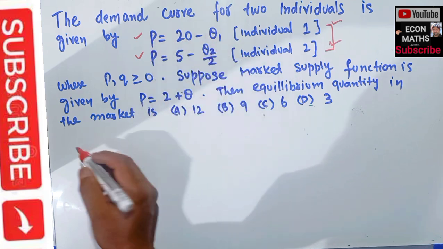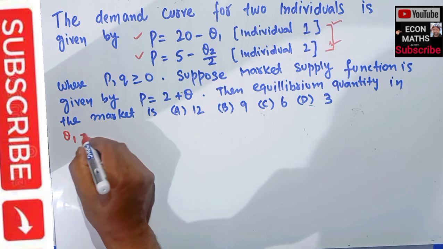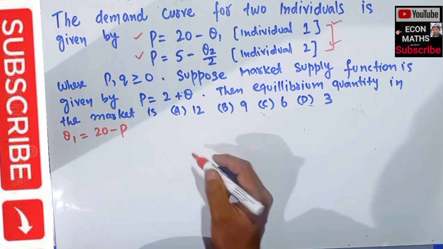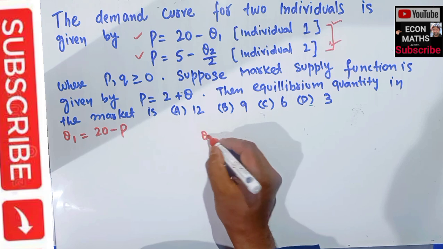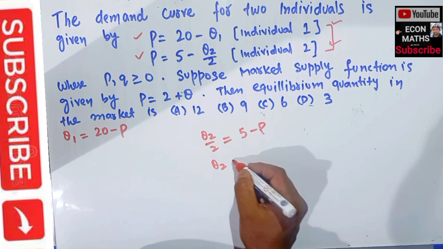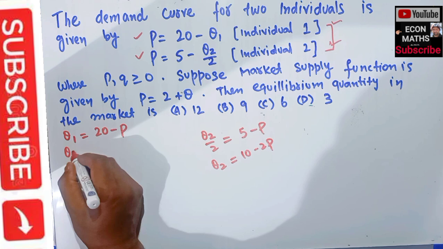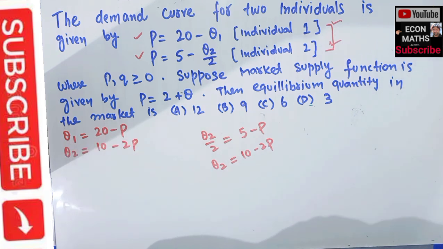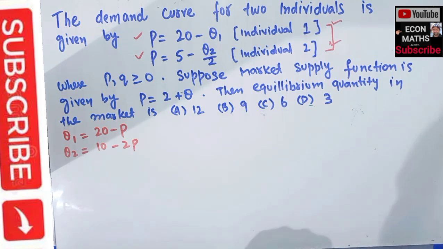So let us rewrite the first demand function for individual 1 in terms of q1. That means q1 will be equal to 20 minus p, and for second let us solve it for q2. So q2 divided by 2 will be equal to 5 minus p, which implies q2 will be equal to 2 5s are 10 minus 2p. Okay, so q2 will be equal to 10 minus 2p. This is the demand curve for individual 1, and second one denotes the demand curve for individual 2. This is the first step.